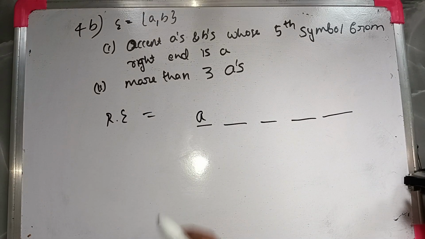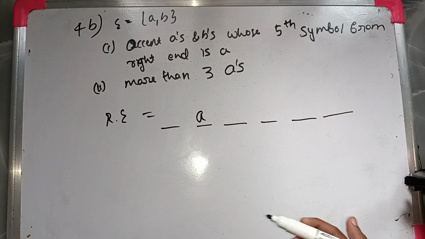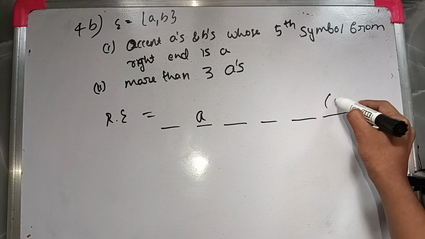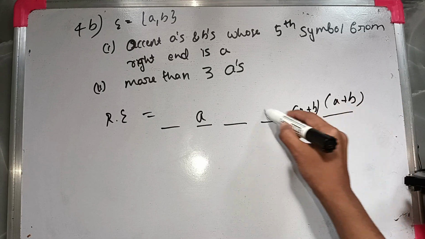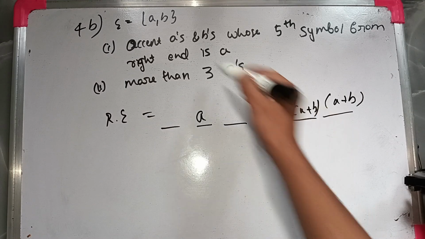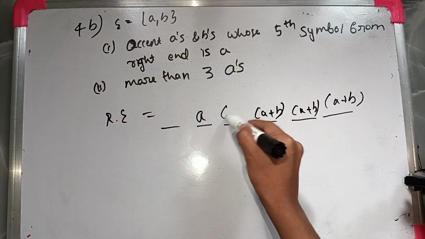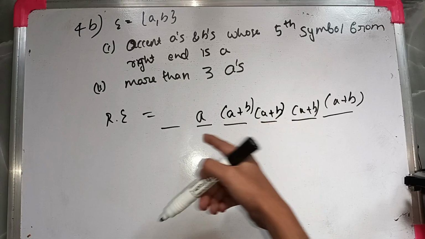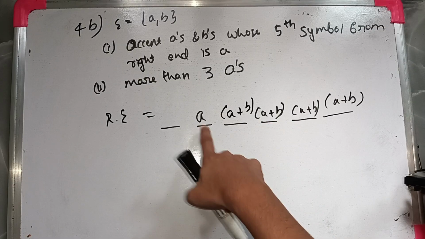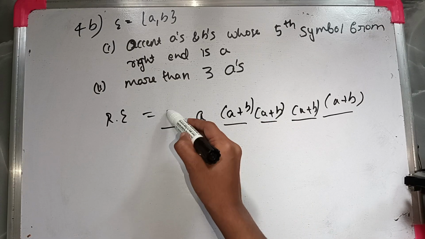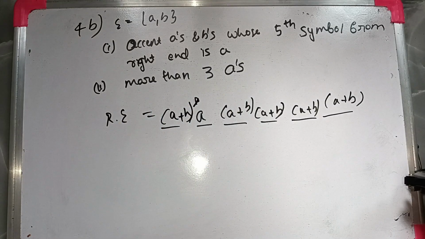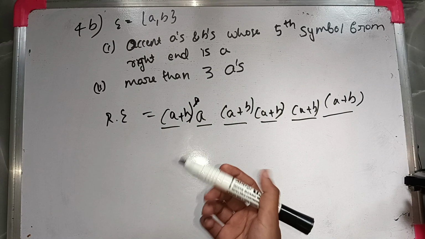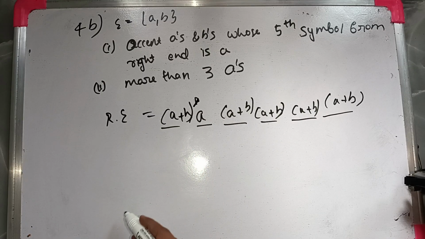Right end is A. Next, in the first place it may be any A or B. Here also any A or B. Here also any A or B, because the input is A and B, right? Here also any A or B. And in the fifth position it is an A. After that there is a star, because any number of A's or B's may come. So this is the regular expression.